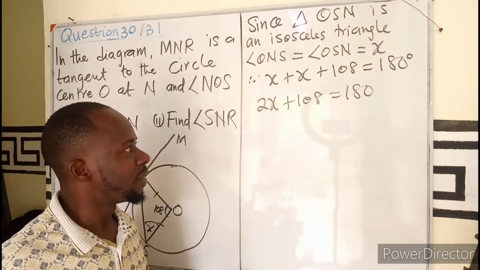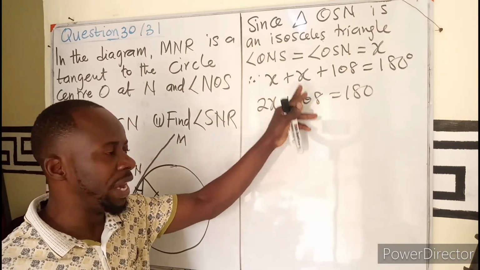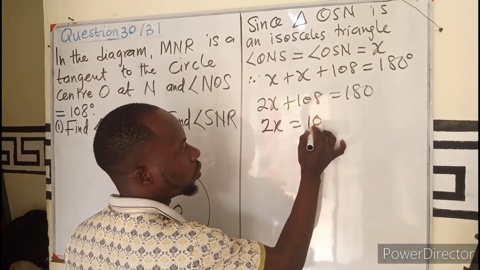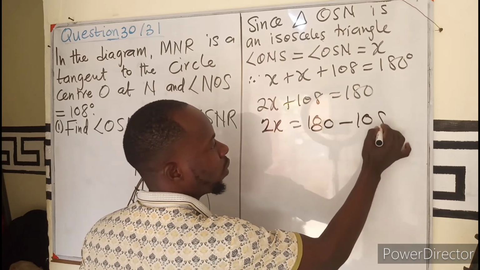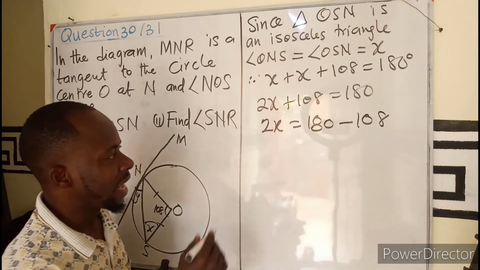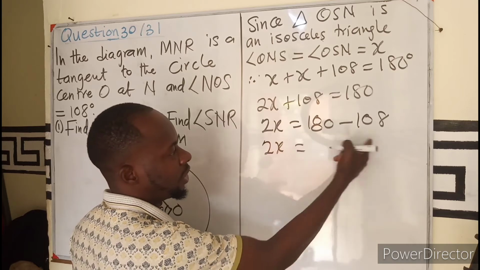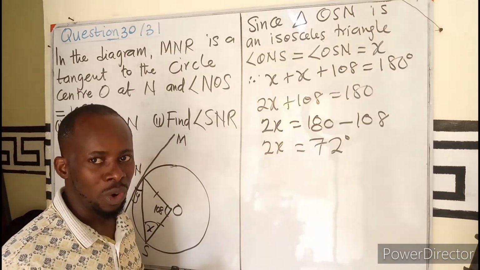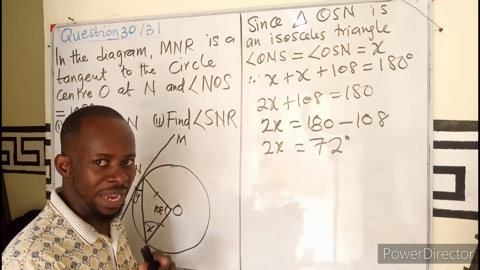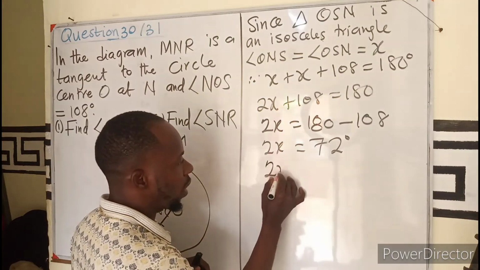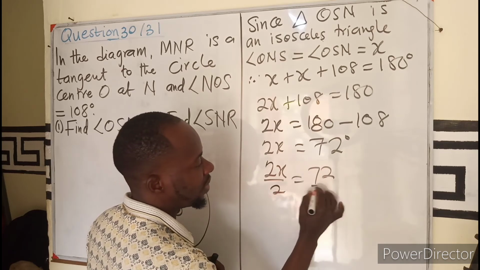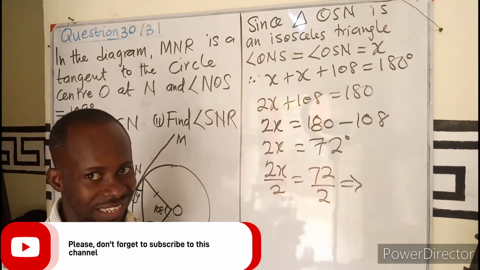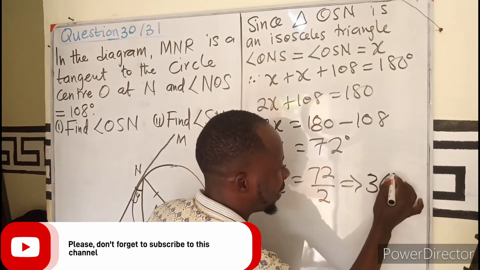What do I do next? I have to maintain the x. So 108 will go to the other side. So 2x equals 180 minus what? 108. I believe our 2x will just be 72 degrees. I am not after 2x. So what will I do? I clear the coefficient by dividing through. So 2x over 2, 72 over 2, that will give me something like 36, right? So 36 degrees.